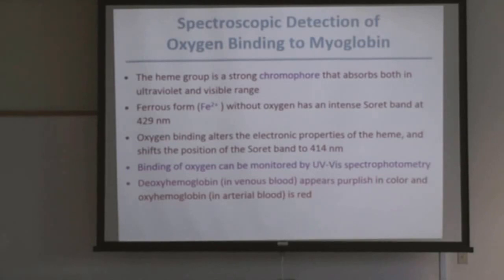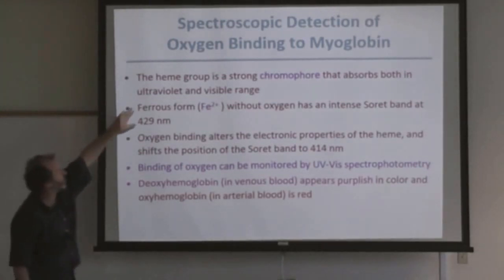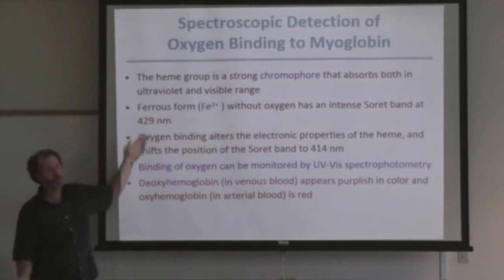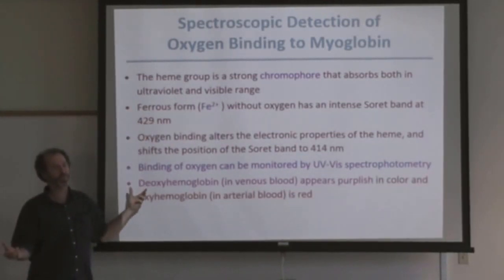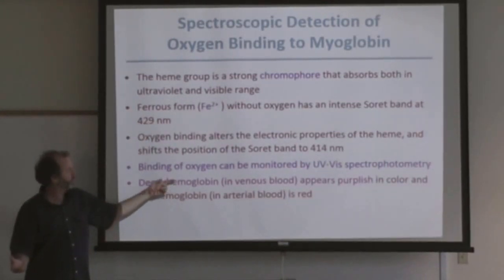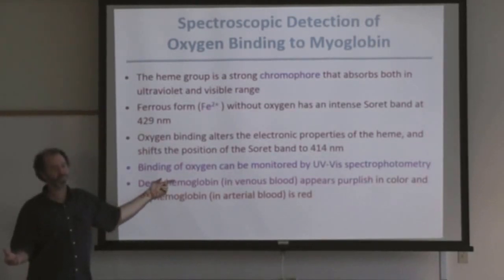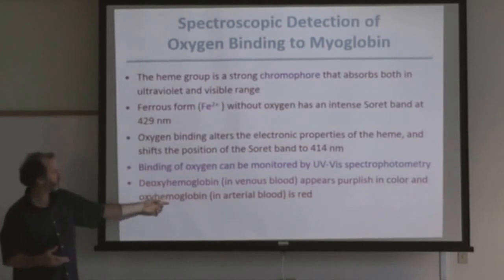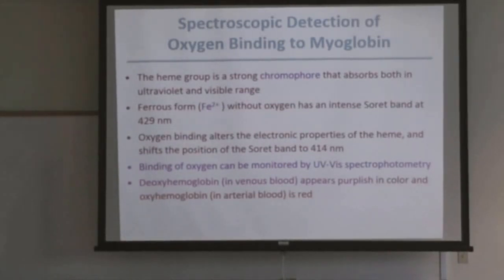And then spectroscopic detection of oxygen binding to myoglobin. The heme group is actually a strong chromophore that absorbs both in the UV and the visible range. And you can tell it absorbs in the visible range, right? Because it's blue when it's deoxygenated, and then it's red. Oxyhemoglobin is very red, right?